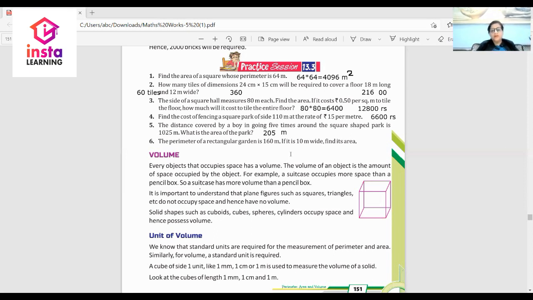So 70 meter length is there and width is 10. 70 into 10 is 700. Area is 700 meter, and the square sign is not there. So I have to draw it also. So here I'm drawing meter square. This will be the answer. So we have done our exercise 13.3 also.